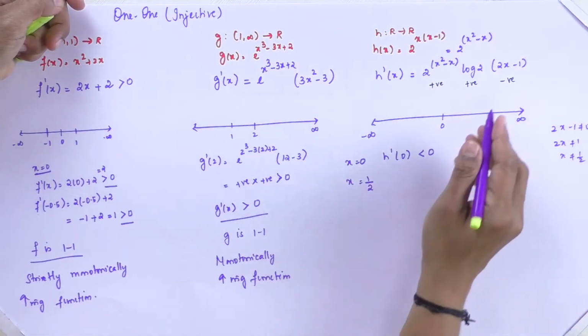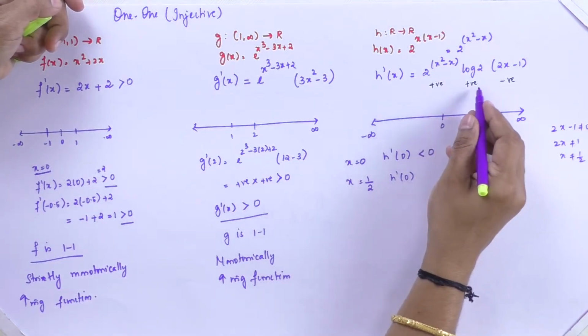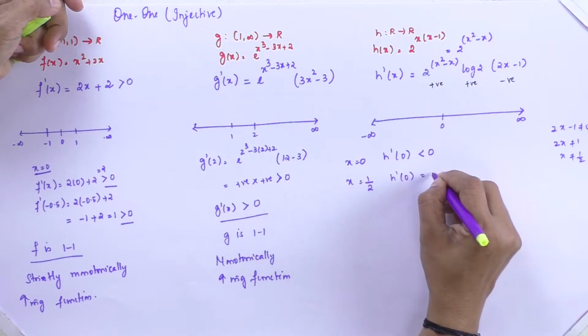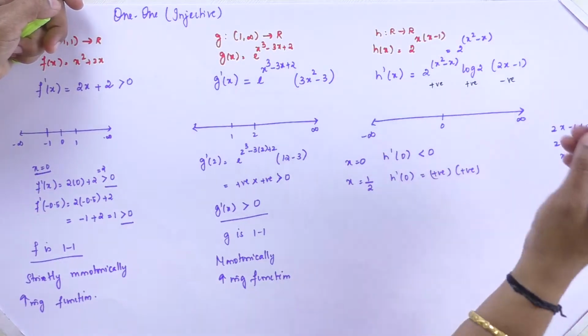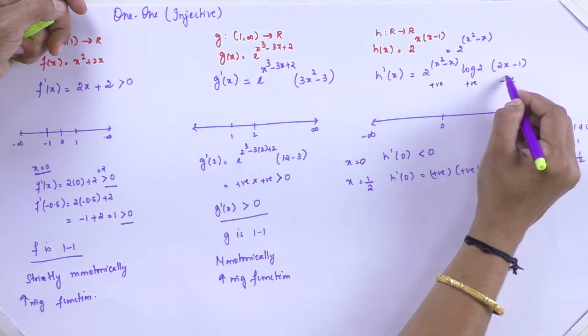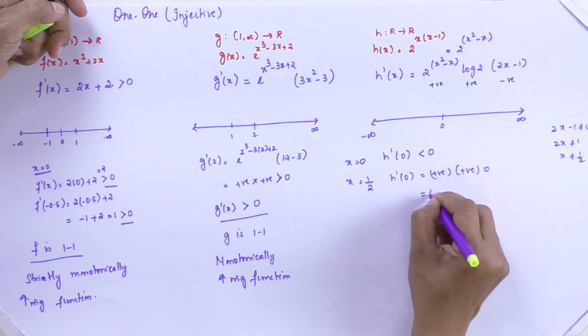So if I take x is equal to 1 by 2, my h dash of x will have a positive term, right? Then this number, when x is equal to 1 by 2, the 2 and 2 get cancelled, and 1 minus 1, I get it to be 0. So this becomes 0.